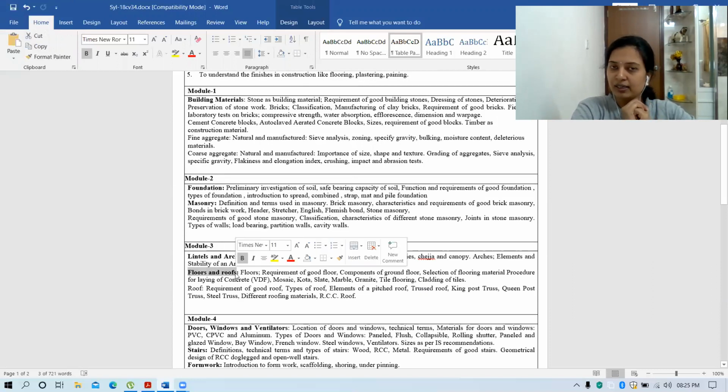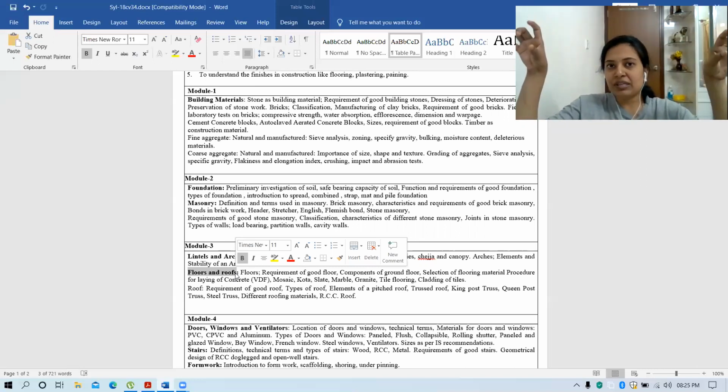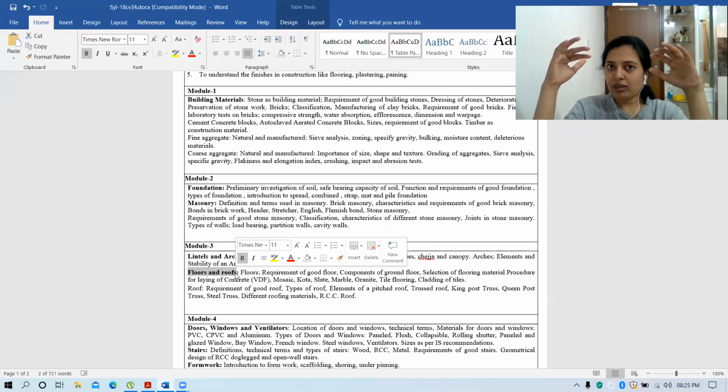Once this is done, the next step is to know about lintels, arches, floors, and roofs. What is a lintel? It is a support given over wall openings, that is, doors, windows, ventilators, etc. To avoid the load coming directly on doors or windows, we lay an RCC beam, a simple beam, through which the load can be transferred into the wall.